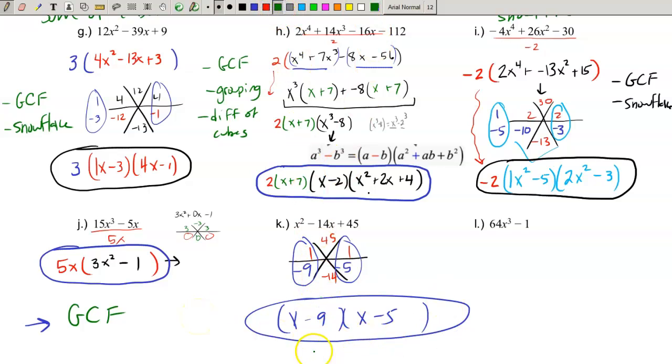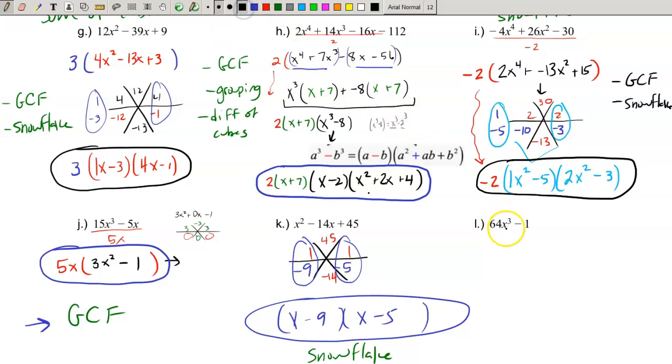The strategy there is just the snowflake method, or that trinomial with just an a value of 1. Last one, 64x cubed minus 1. Nothing to pull out here. You can't pull out a GCF. This is a difference of cubes, though.